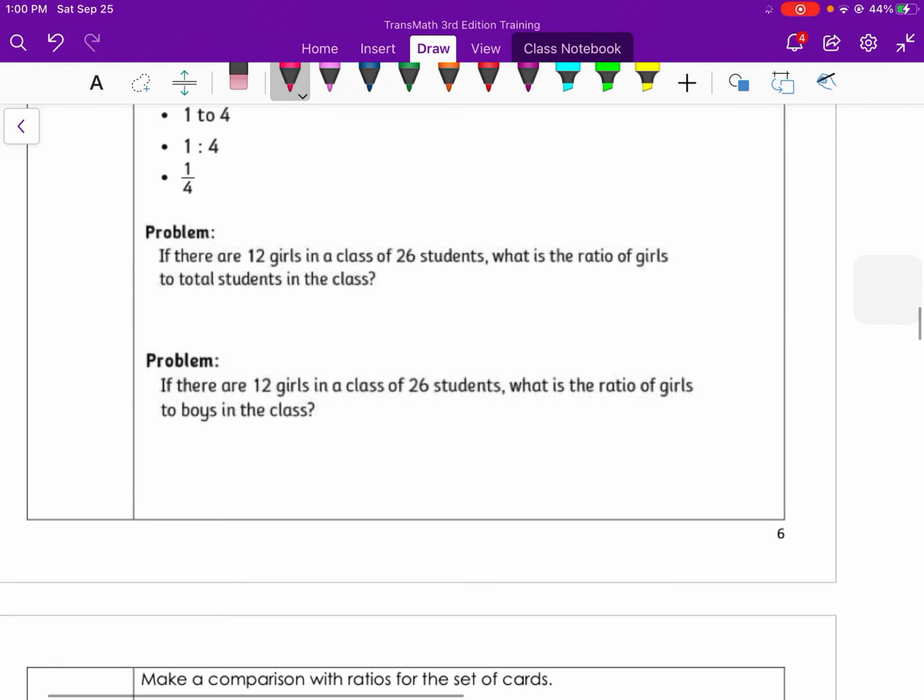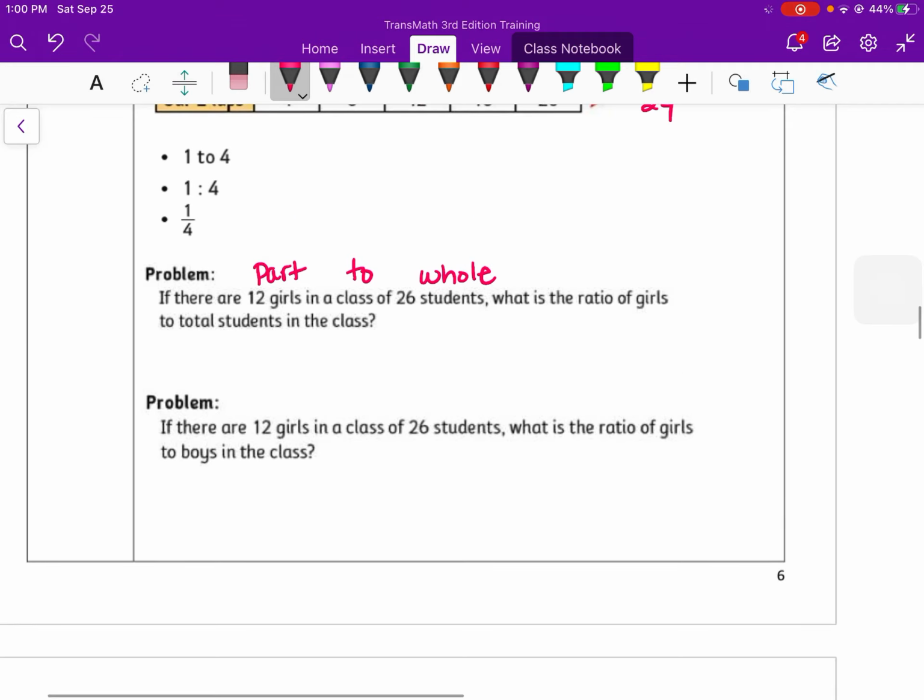All right, so let's practice writing some ratios. If there are 12 girls in a class of 26 students, what is the ratio of girls to total students in the class? Since this is a part to whole relationship, girls are the part, the whole class is the students. So you can write this as there's 12 girls to 26. Or you can write it as 12:26, or you could write it as a fraction.